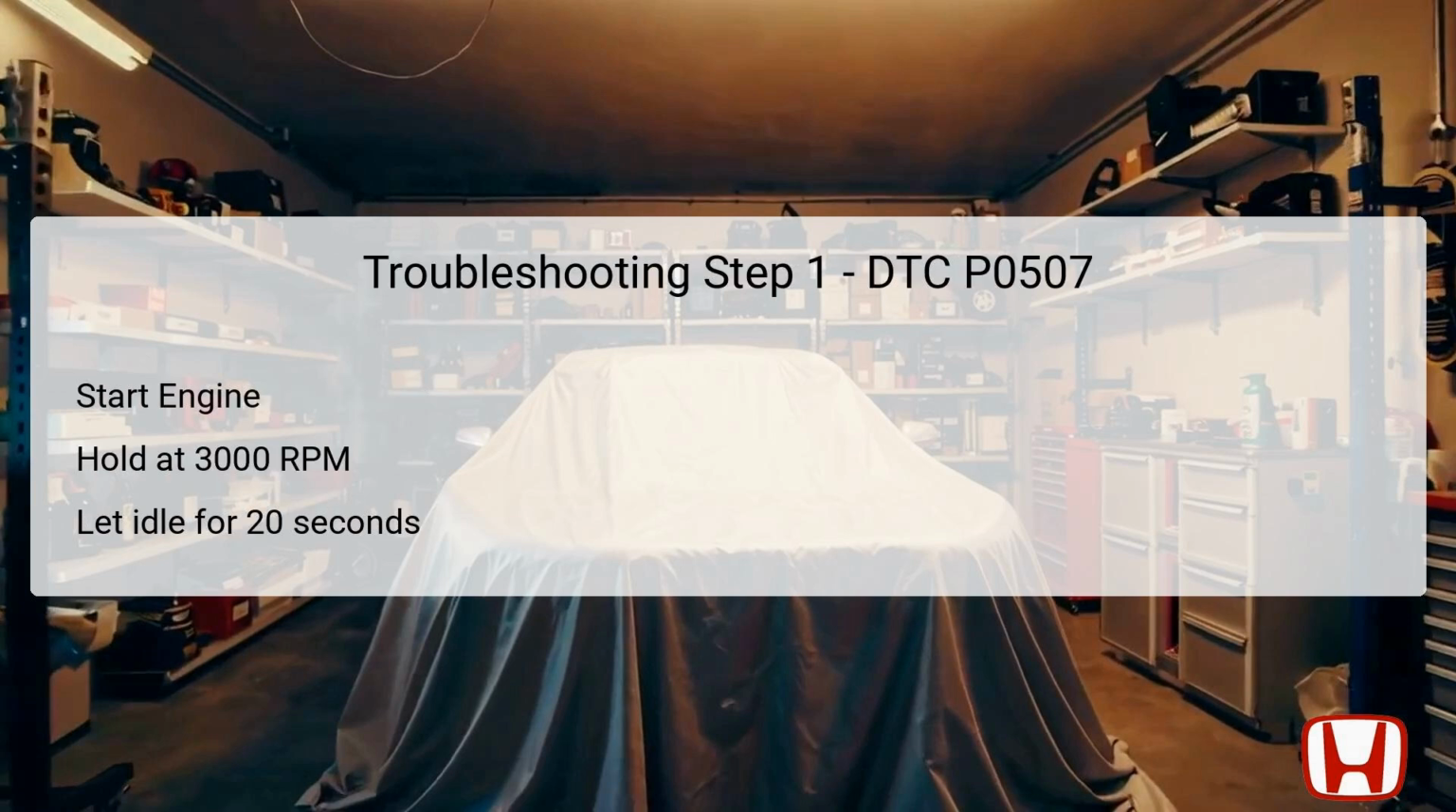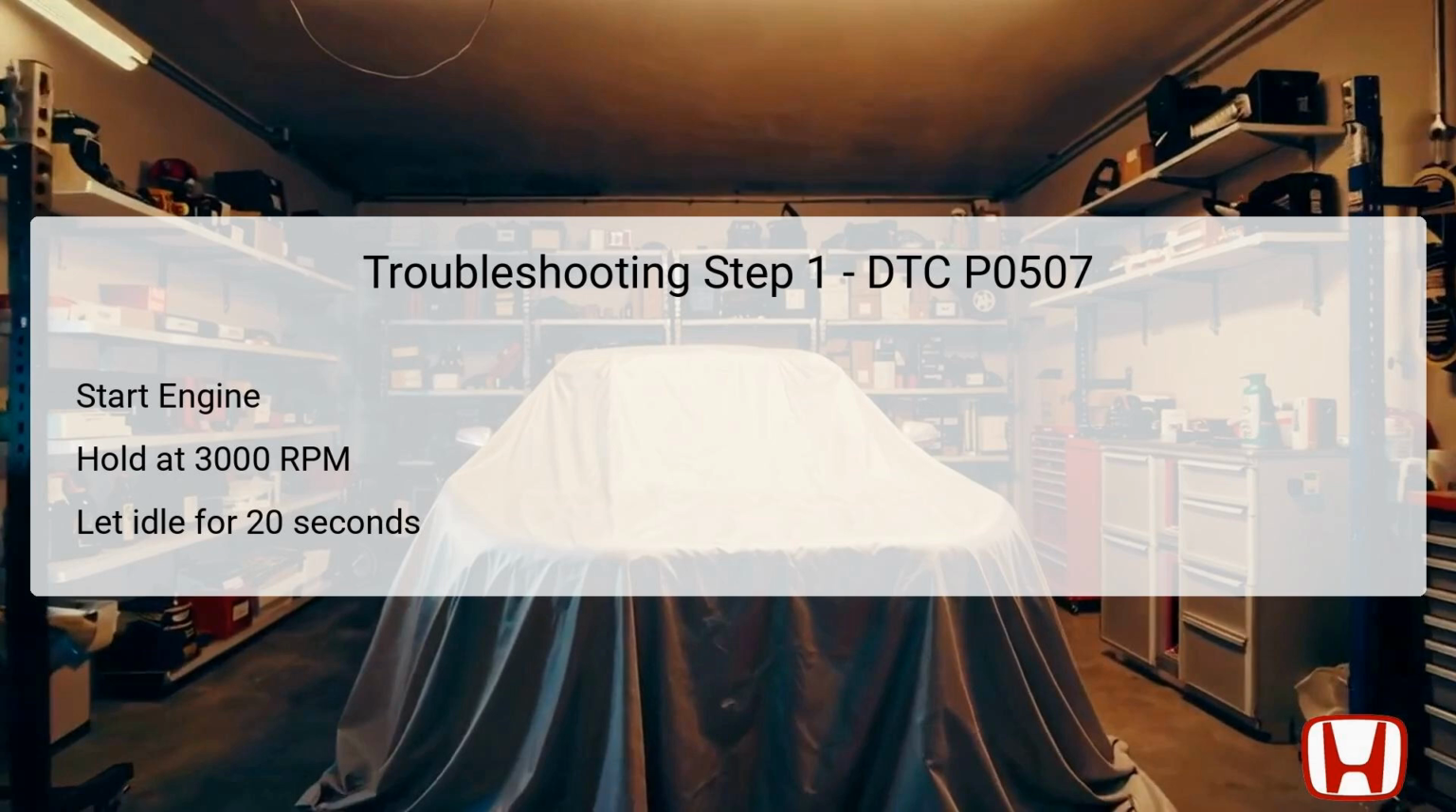The first step in troubleshooting the P0507 code involves validating the operational condition of the vehicle's engine. Start by igniting the engine and allow it to warm up. Once the engine is running, increase the engine speed to 3,000 RPM while ensuring the vehicle is under no load, meaning it should be in park for CVT or neutral for manual transmission. Maintain this RPM until the radiator fan activates, indicating that the engine is reaching operational temperature.